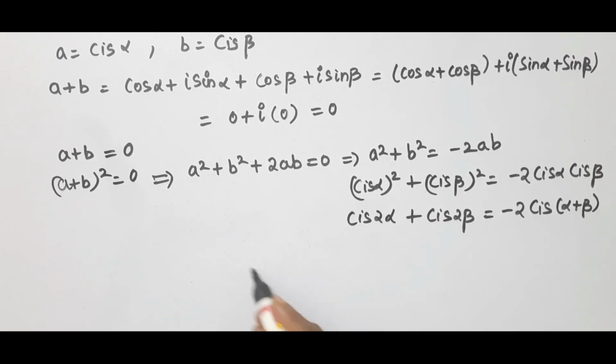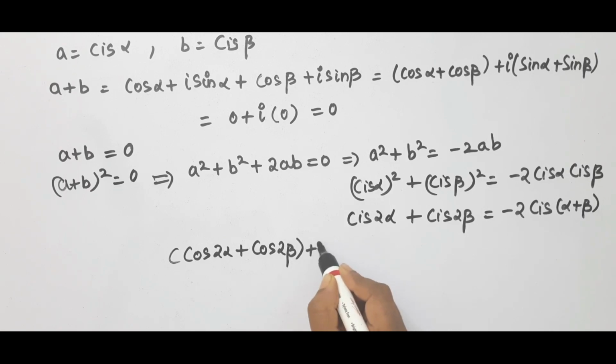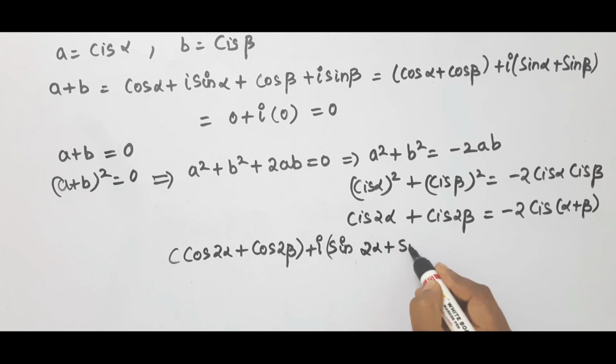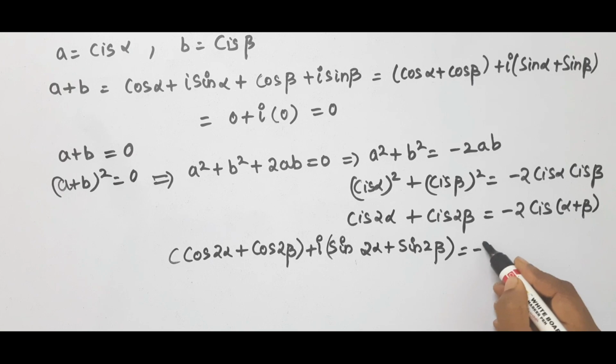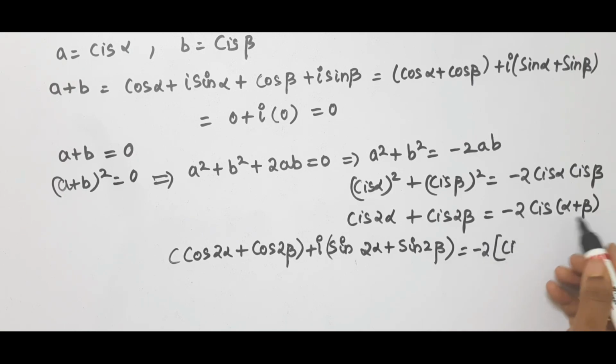we have to add these two. So if we add, we will get cos 2 alpha plus cos 2 beta plus i into sin 2 alpha plus sin 2 beta equal to minus 2 into cis alpha plus beta, which is nothing but cos of alpha plus beta.